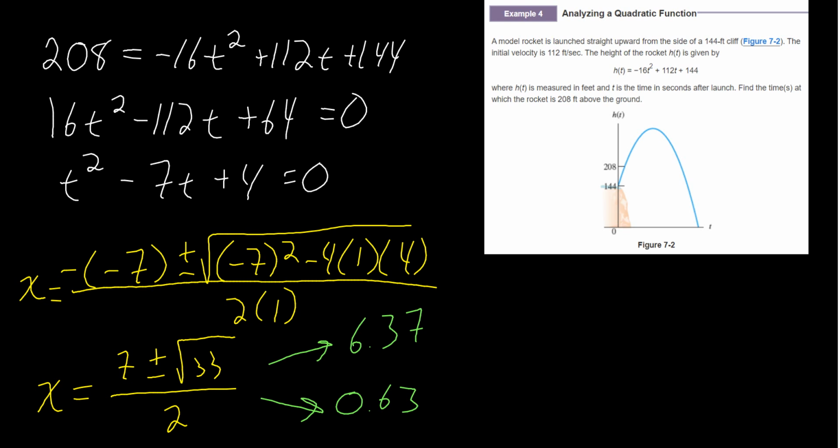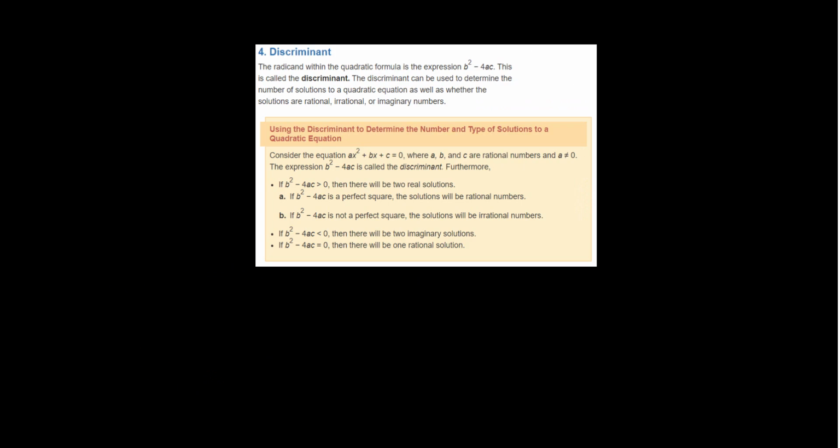So if this square root of 33 was just a 0, then it would be 7 plus or minus the square root of 0, which you don't really have to say. So it would simply be 7 over 2. And that's why it would just be one solution. We didn't actually have one of those problems, but that's okay.